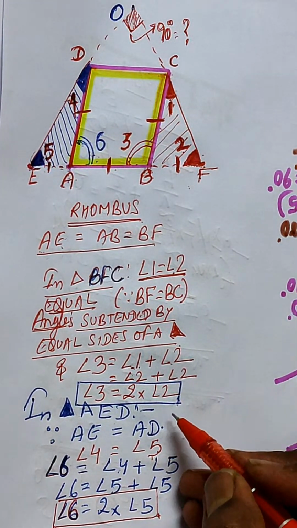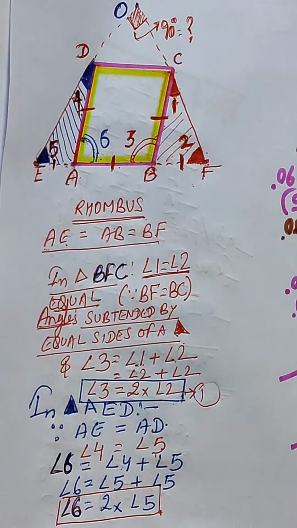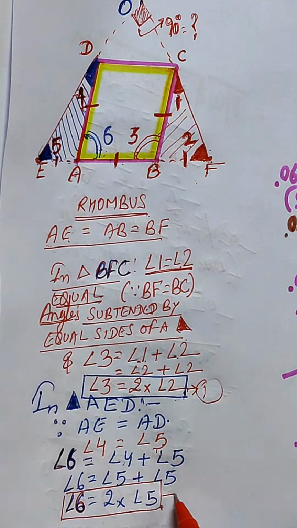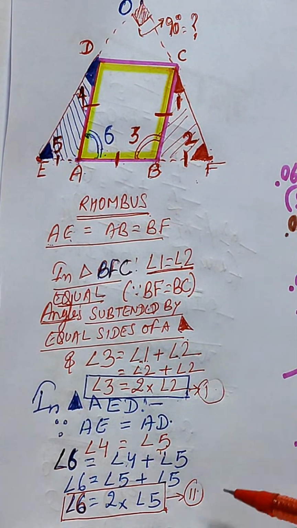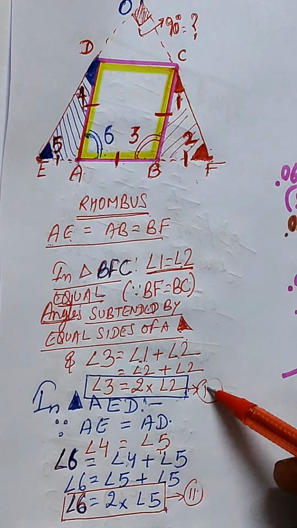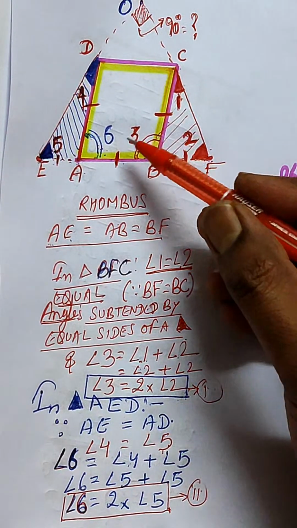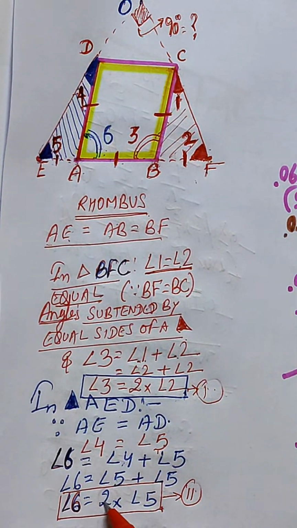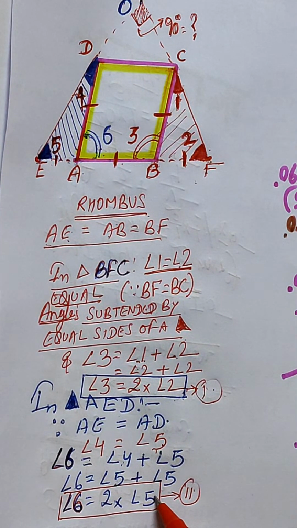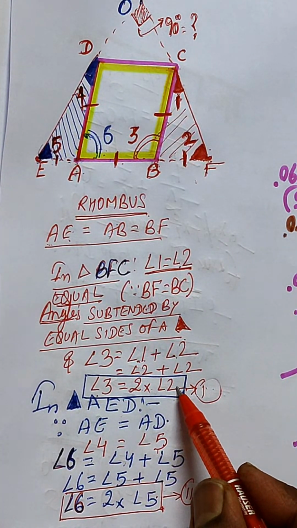Now here we have proved angle 3 equal to 2 times angle 2. Let's say this is equation 1, right? And we have also proved angle 6 equal to 2 times angle 5. This is relation 2. So from relation 1 and relation 2, what we can write is that since angle 6 is equal to 2 times angle 5, right? And angle 3 equal to 2 times angle 2, right?